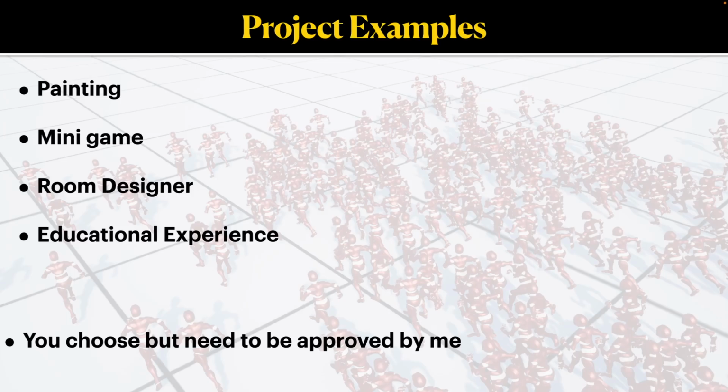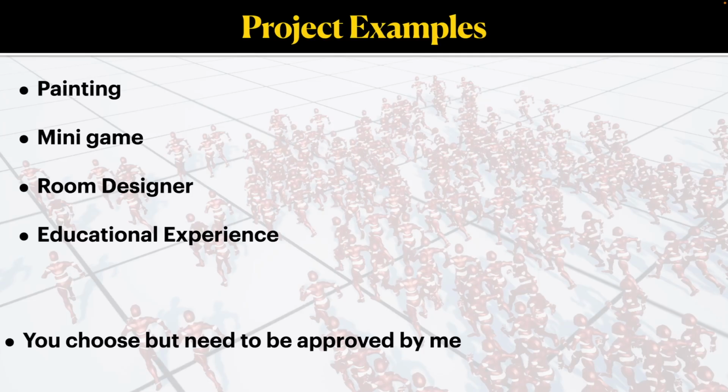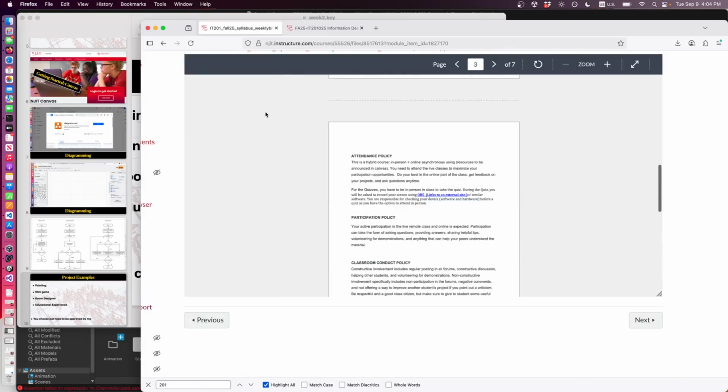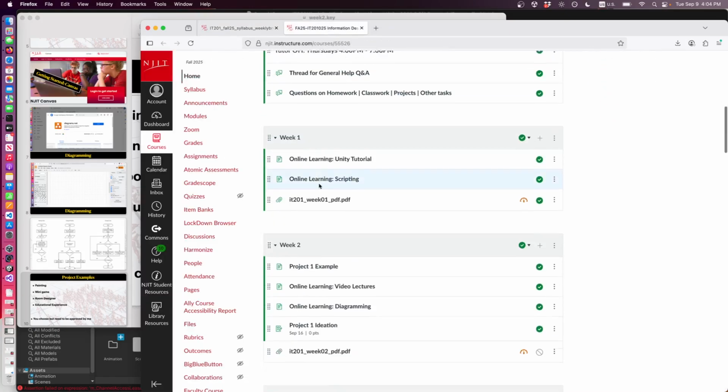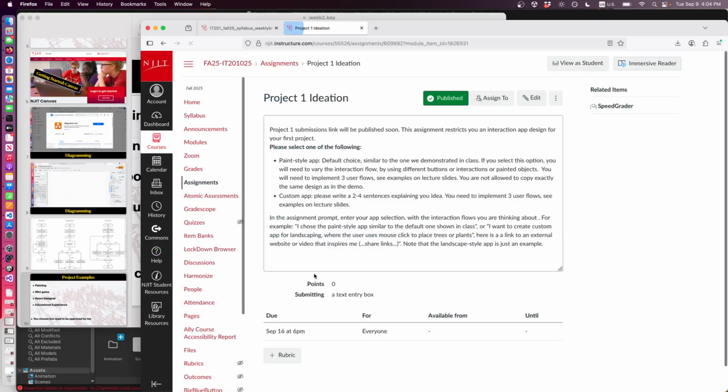So project examples, usually it's going to be painting, but you can also create your own project if you wish. So how would you do that? Well, you first of all need to, okay, so what I did, let's go on Canvas. So if you go on Canvas, there's on week 2, you should all have this. There's an assignment called Project 1 Ideation. Okay? So if you can open it and read it through right now.